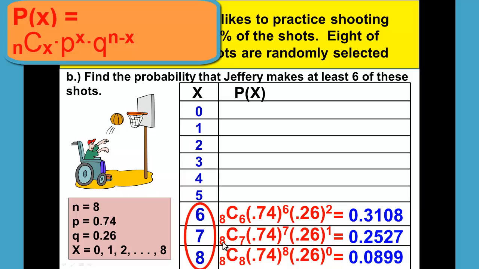And I just clicked and they all filled in. But let me go over the second one. When X changes to 7, notice what changes. The 6 moves to a 7, the 6 moves to the 7, and the 2 reduces to a 1. If I have 7 successes, I now only have 1 failure. 6 plus 2 would give me 8. 7 plus 1 would give me 8. This is the number of successes. This is the number of failures.